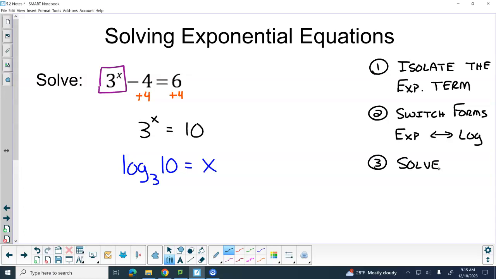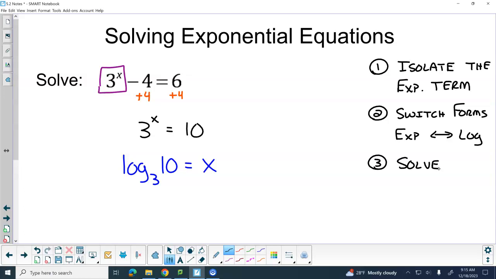Why 2 and 3? 3 squared is 9, right? And 3 cubed is 27. So it should be in between 2 and 3. I would agree with that. Should it be closer to 2 or closer to 3? Should be closer to 2.